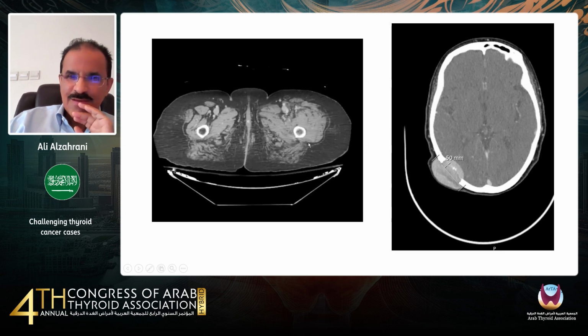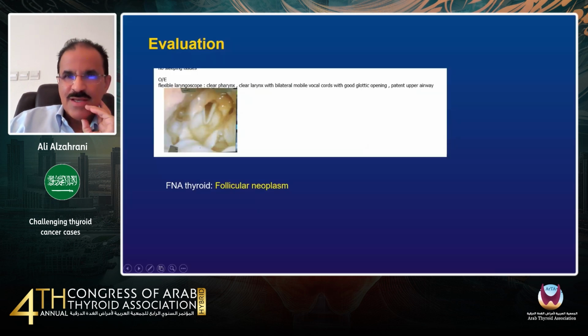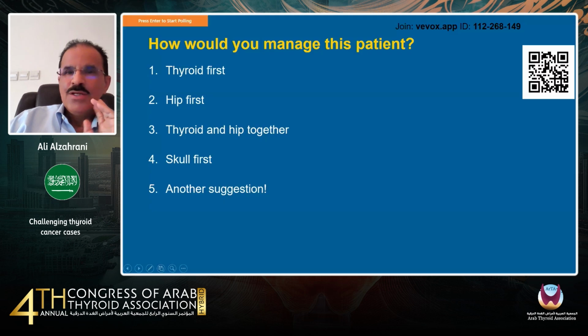Okay, so I think it's clear that this patient has probably a thyroid cancer with extensive metastases. This is the laryngeal exam. It showed basically mobile vocal cords, which was surprising, but a patent upper airway, and FNA showed follicular neoplasm. So the question here, how would you manage this patient? Should we start with the thyroid, with the head, with the thyroid and head together, skull first, or another suggestion? And again, let's try this voting system.